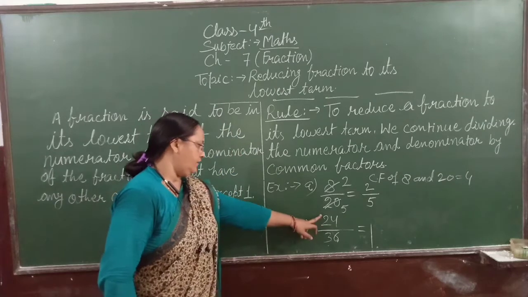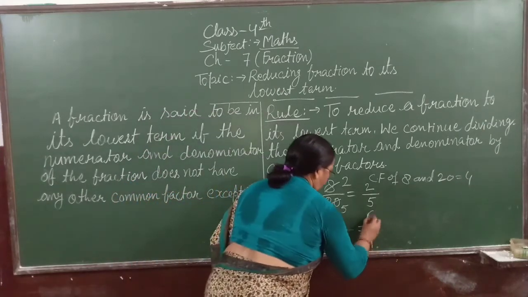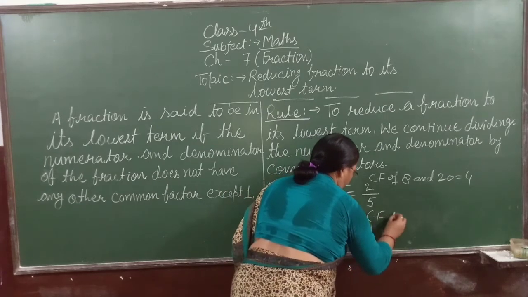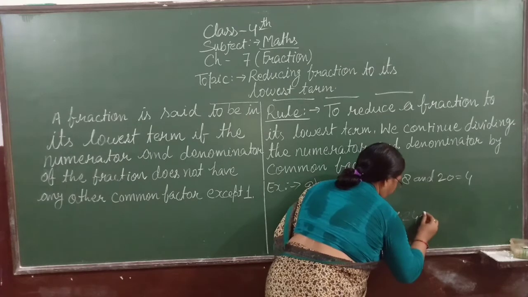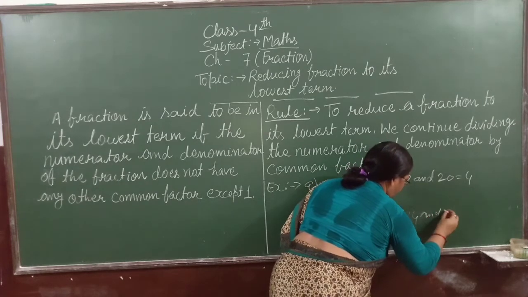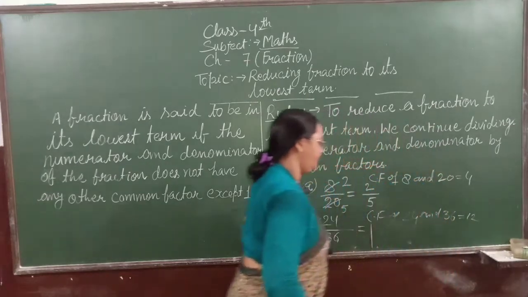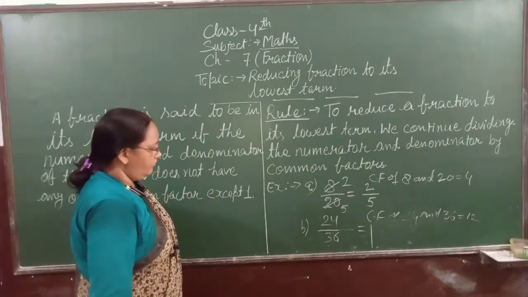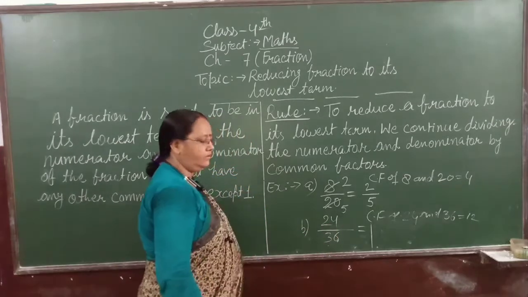And again, 24 upon 36. The common factor of 24 and 36 is equal to 12. So we divide 24 and 36 by 12.